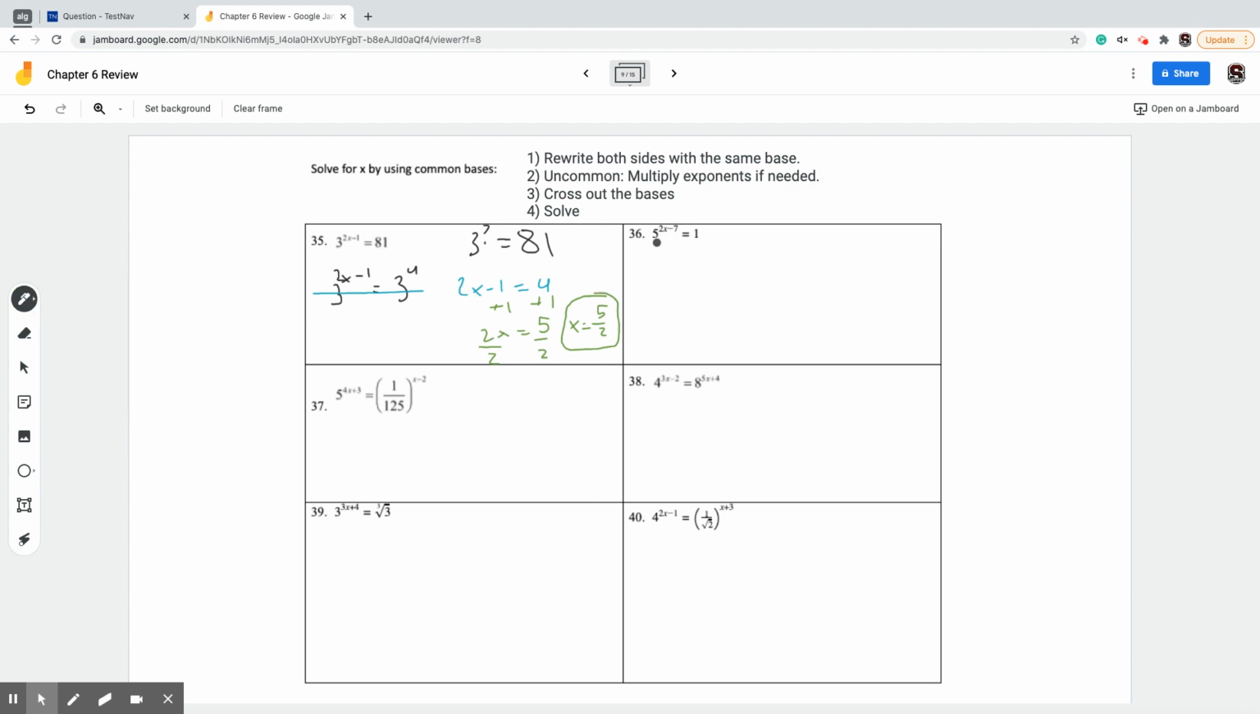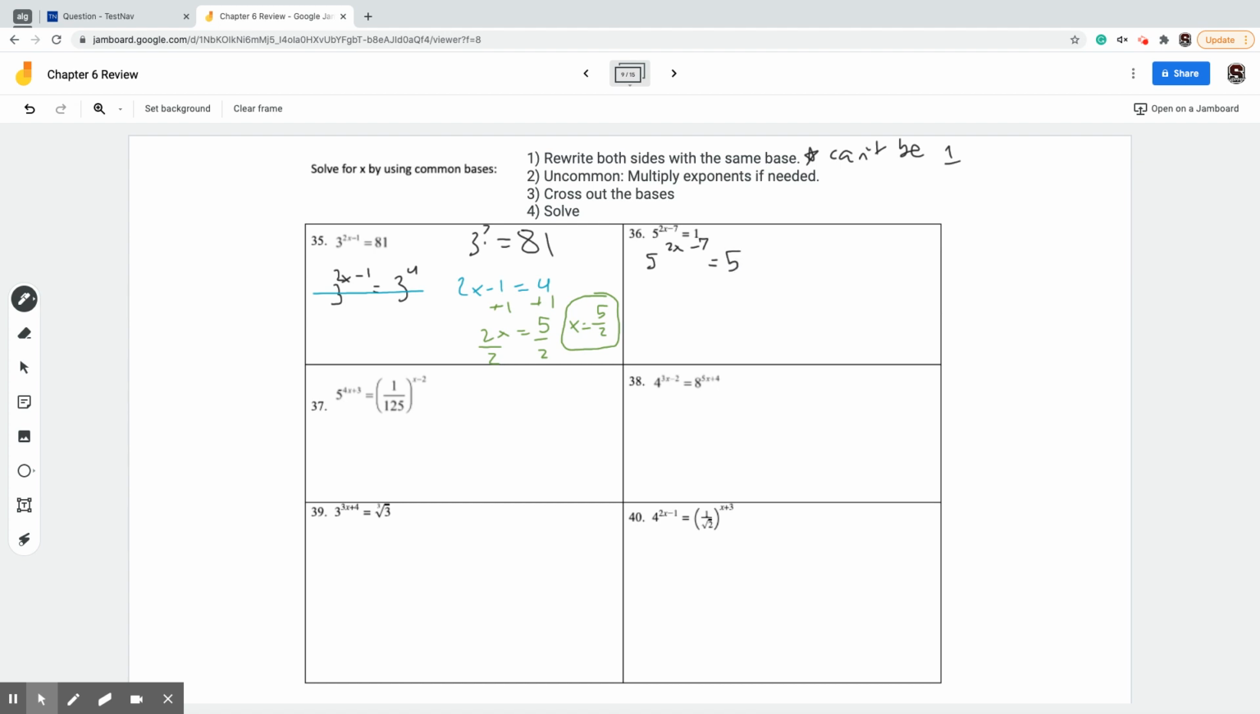Same thing over here. 5 is a small enough number. Now I'm also going to put a note here. Can't be 1. We're never going to have a base of 1. So I'm going to see if I can express the 1 as a base 5. So I have 5 raised to 2x minus 7.